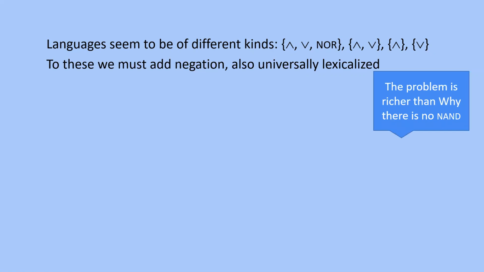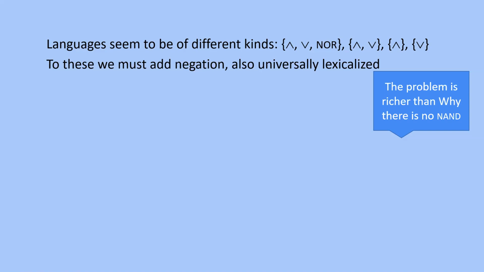Now, the problem is much richer than why there is just no NAND. This has been noted. And in particular, in total, there are 16 binary Boolean operators definable over the two truth values. We only see 3 of them. So we don't see NAND. We also don't see the biconditional. We don't see all of the other combinations that can only be expressed compositionally. So the way to express NAND in English, for example, is to say not both A and B, right?